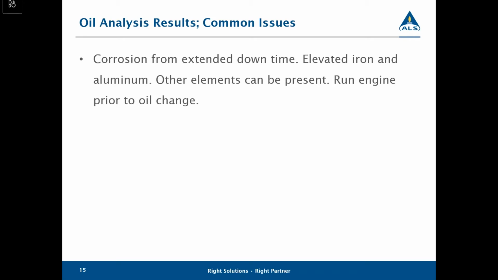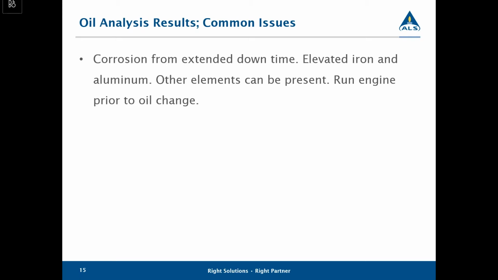So some common issues that we see from oil analysis results, probably I would say one of the most common is corrosion from extended downtime. On a lot of the calls that I take, that's a very, very common concern when a report comes back and there's elevated levels, mainly iron and aluminum. There will be a concern that something might be wrong with the engine itself. And a lot of times when I ask the question, how long has this aircraft been sitting? Most of the time it's been for an extended amount of time, whether it's a few months, maybe even a year that aircraft hasn't been flown.